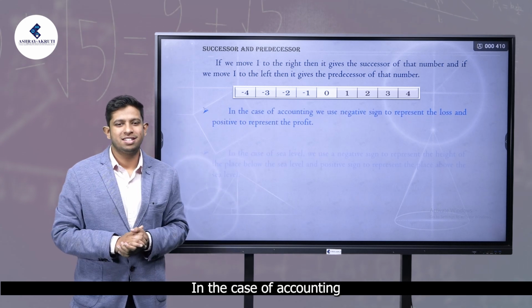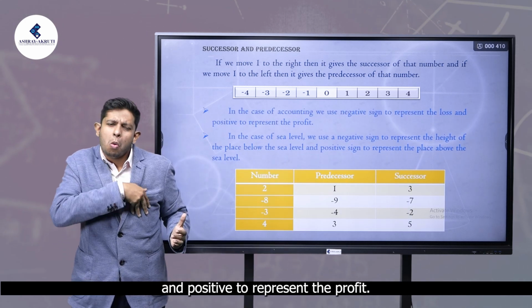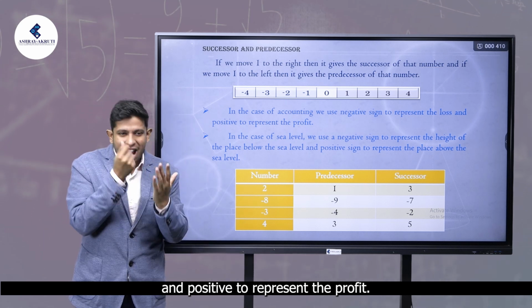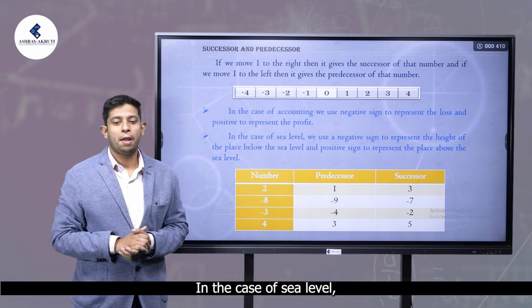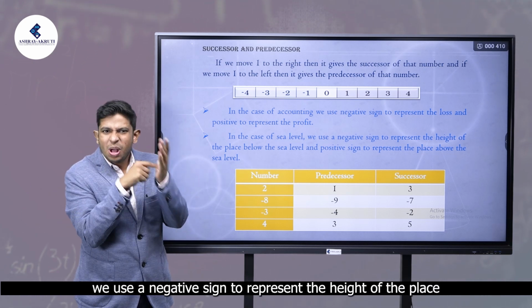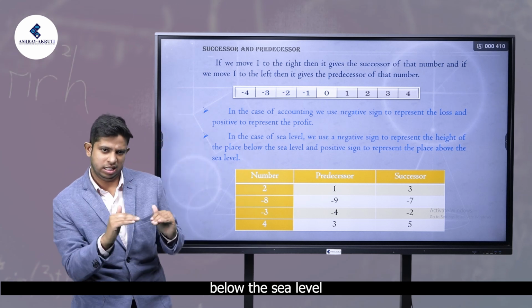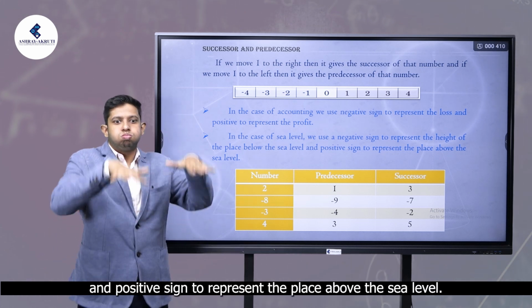In the case of accounting, we use a negative sign to represent the loss and positive to represent the profit. In the case of sea level, we use a negative sign to represent the height of a place below the sea level and a positive sign to represent a place above the sea level.